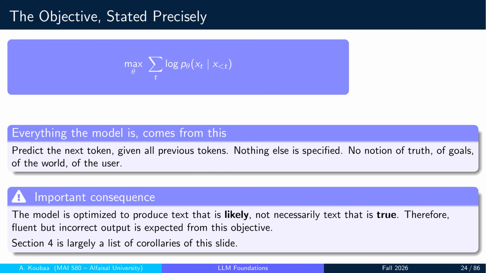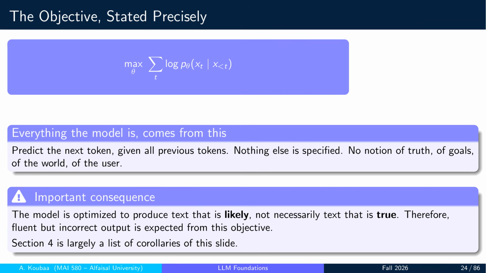The model is not explicitly trained to be truthful. It is not trained to be safe. It is not trained to be goal-directed. It is not trained to use tools. It may acquire useful behaviors as a consequence of the data and the scale, but those are consequences, not guarantees. That distinction matters for the rest of the course.